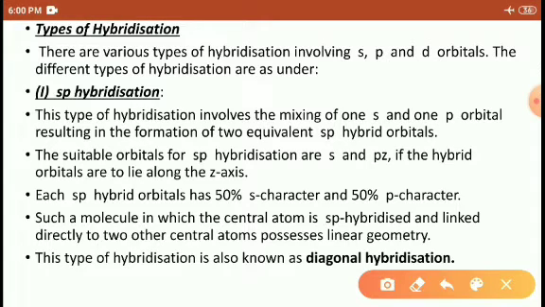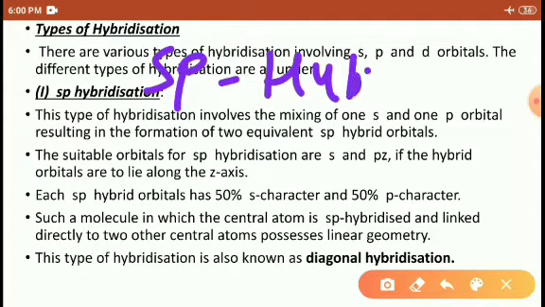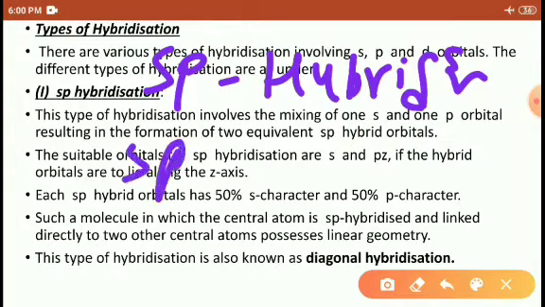Types of hybridization. There are three types of hybridization: sp hybridization, sp2 hybridization, and sp3.